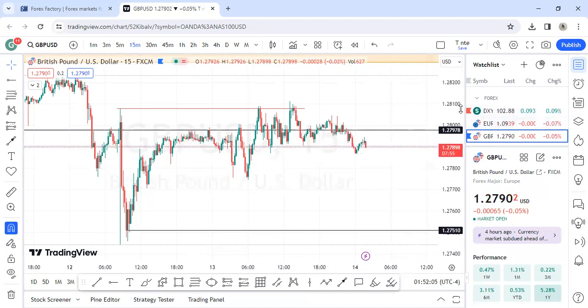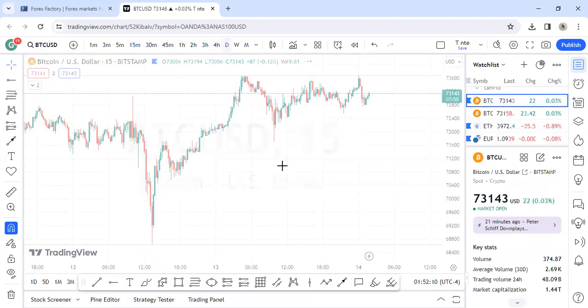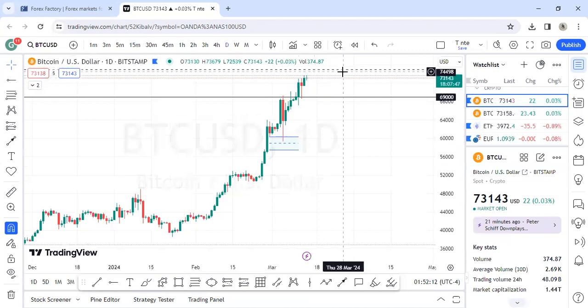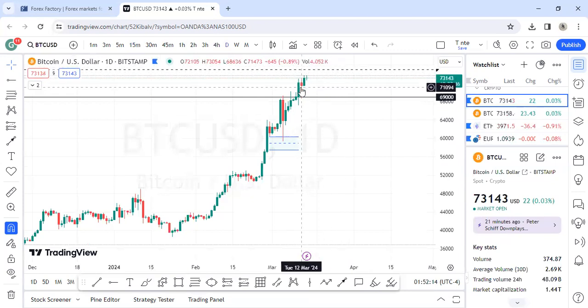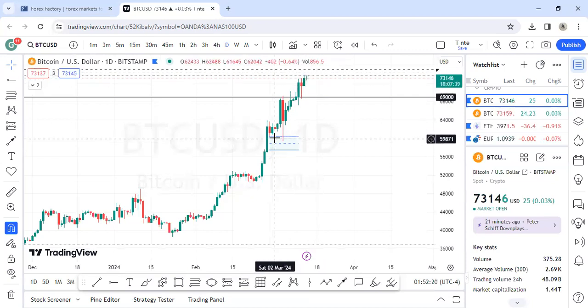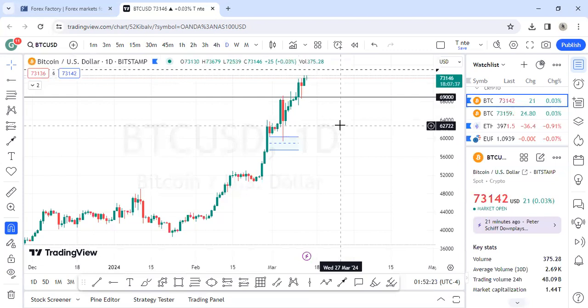So let's quickly look at Bitcoin, which I have been talking about for quite some days now. Remember, I told you guys that Bitcoin should go for the 75k level, and you can see that price has been bullish. We'll likely see price drop today or tomorrow to the 75k level, and that's when I see some selling. I told you guys to not sell Bitcoin yet.